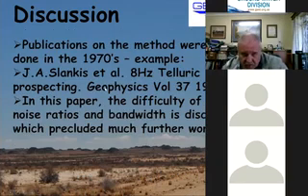That was just what I alluded to earlier. In this paper, the difficulty of signal to noise ratios and bandwidth is discussed, which precluded much further work. In 1972 they gave it up until such time as electronics improved, and this is what has happened in the interim period.